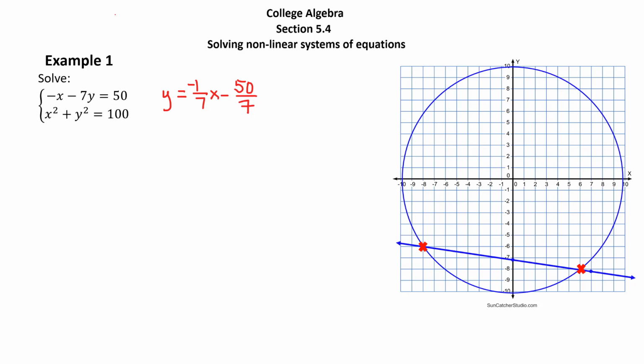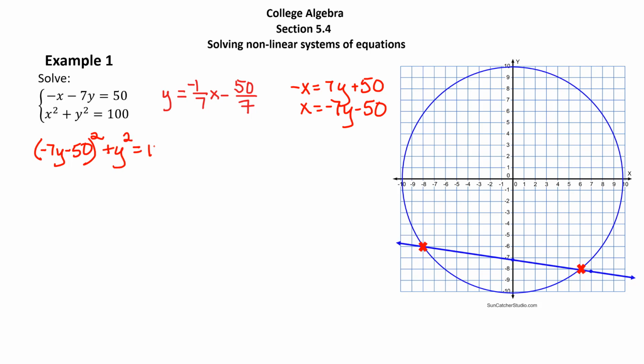So we're going to use substitution because you cannot use elimination when you have x's in one equation and x squared in the other equation. So we're going to use substitution, but I don't want to substitute that stuff in for y because it's too ugly. So we'll solve for x, and we'll have negative x is equal to 7y plus 50. And so x is going to be negative 7y minus 50. So I'm going to plug that in for x into the second equation. So negative 7y minus 50 quantity squared, and that is plus y squared equals 100.